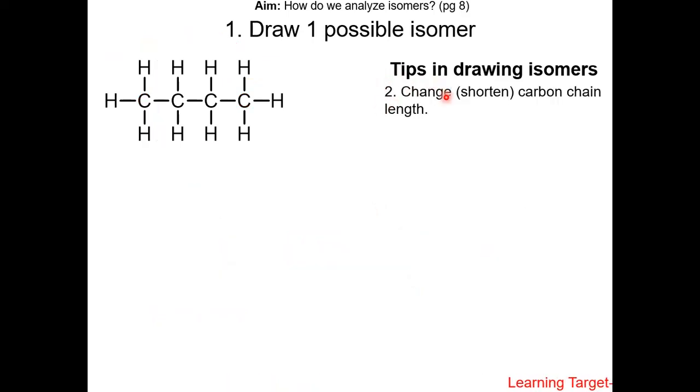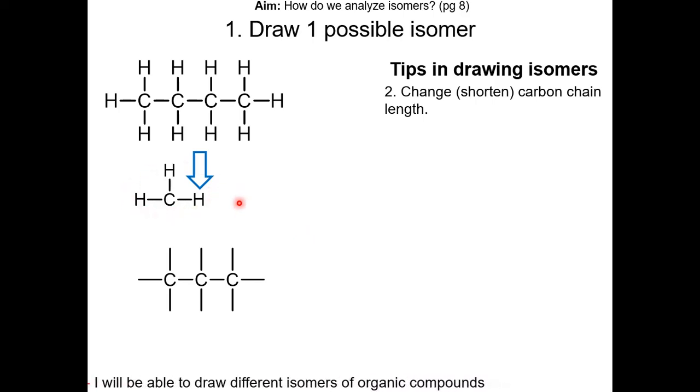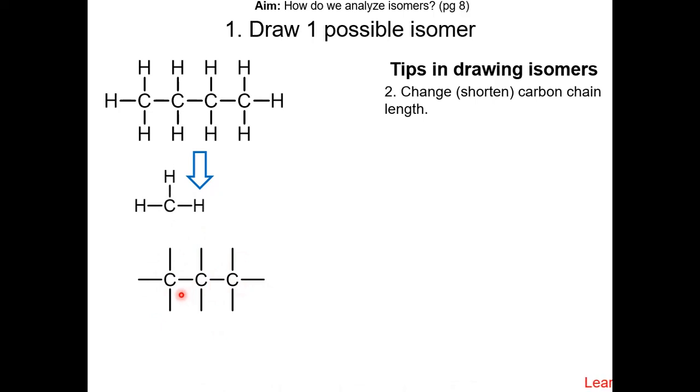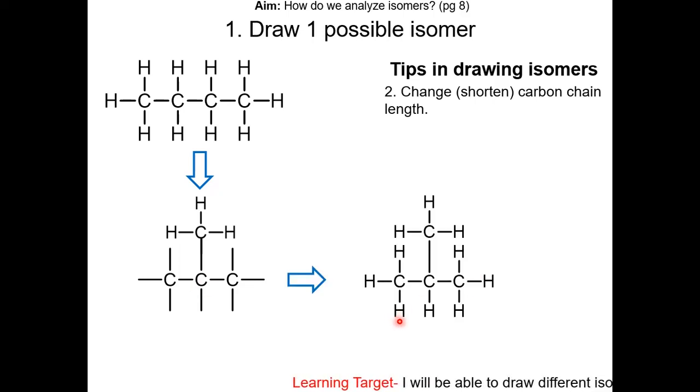Tip number 2, change or shorten the carbon chain length. Right now, the carbon chain length is 4 carbons. Let's shorten it to 3 carbons. We still have to put 1 carbon somewhere on this molecule. If we put it at the end carbon, it will be the same molecule as before because the carbon chain is 4. So let's put it at the middle carbon. The carbon chain is still 3 and it is a completely different molecule. So this is a valid isomer.